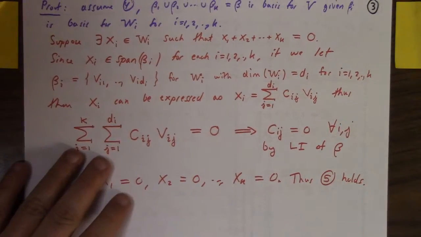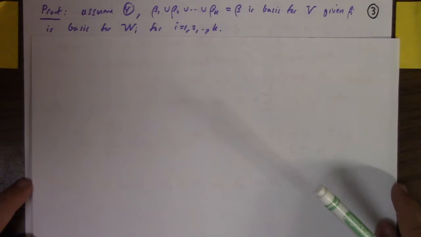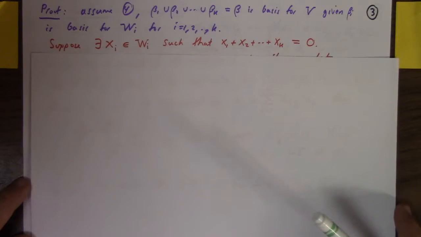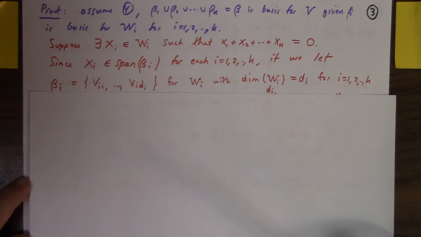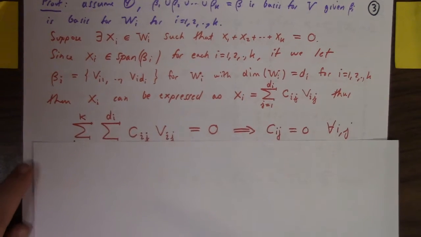3, assume 4, that is, assume that the union of the basis is a basis for V, given that each beta I is a basis for Wi. Suppose our goal is to show that 5 is true, which is the unique representation of 0. So suppose you've got a sum of vectors which gives you 0. Then since each of the vectors is in the subspace Wi, and that's the span of beta I, we can use the notation like I did last time, and we can expand each xi in the basis.